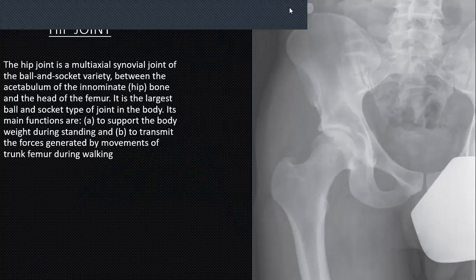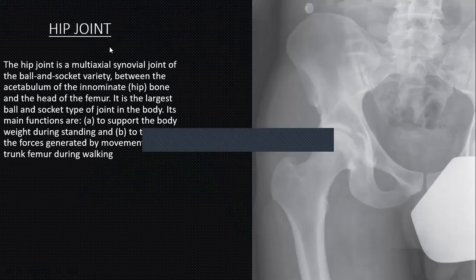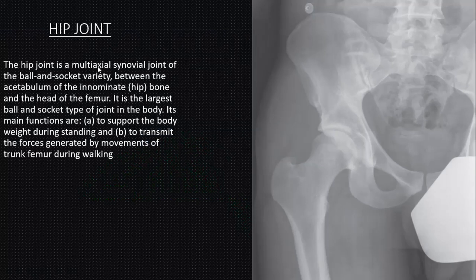So, hip joint. What type of joint is it? It is a multi-axial synovial joint of ball and socket variety, formed between the acetabulum of the innominate bone and the head of femur. So, those are the articulating surfaces.